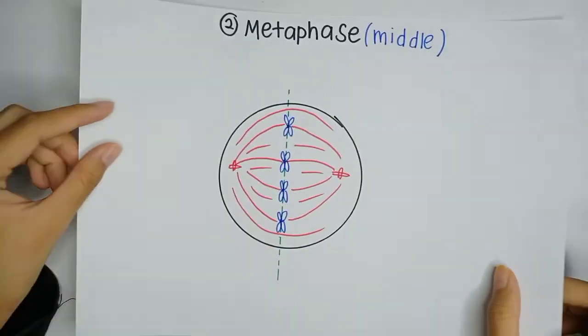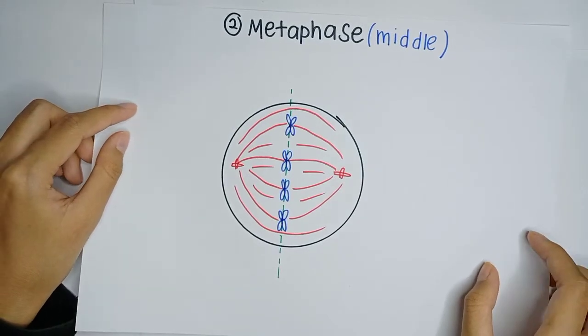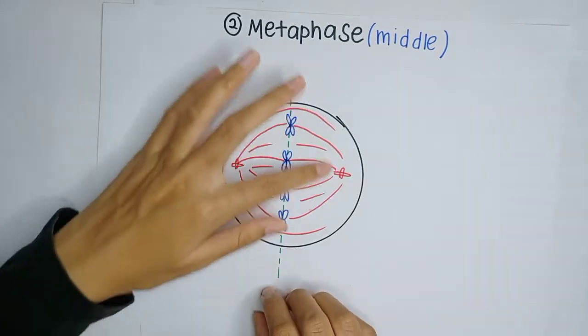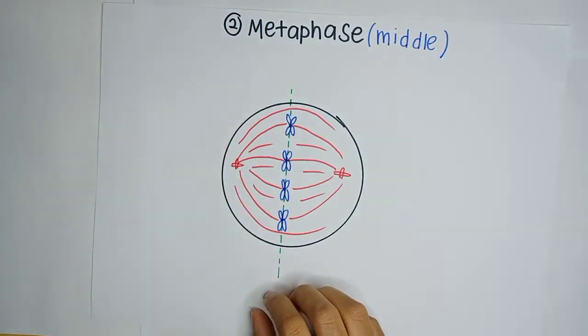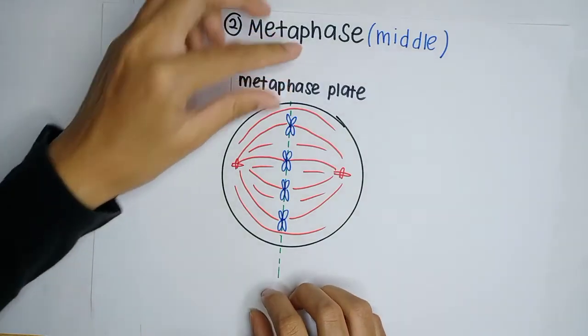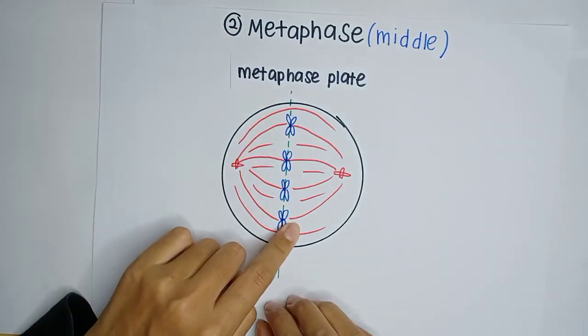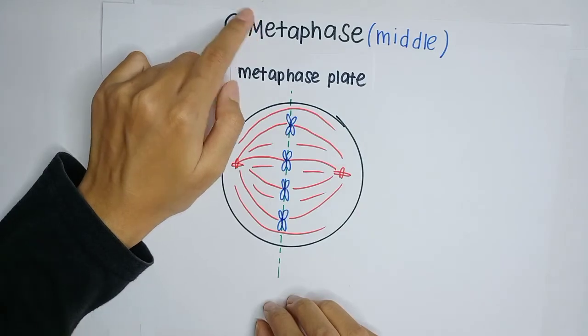The next phase is metaphase. In the metaphase, the chromosomes align themselves along the metaphase plate of the spindle apparatus. Alright, just think of M as the middle.